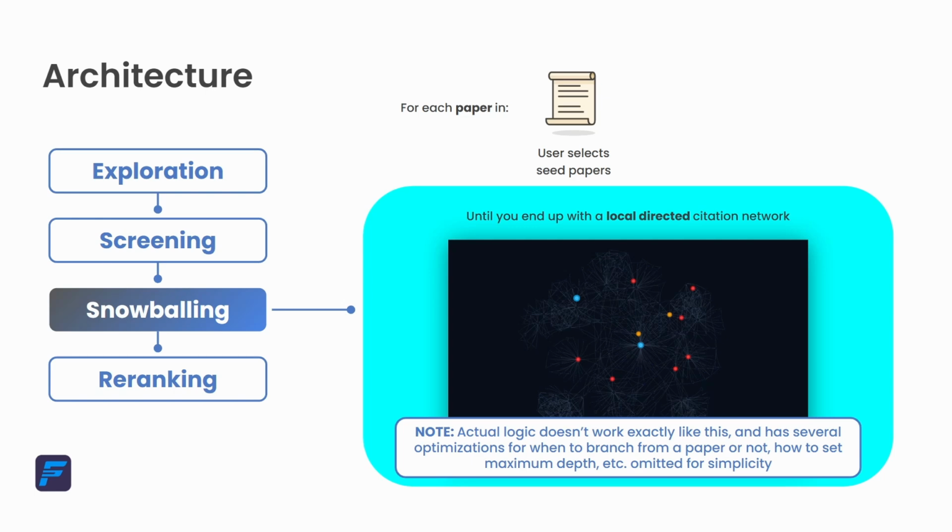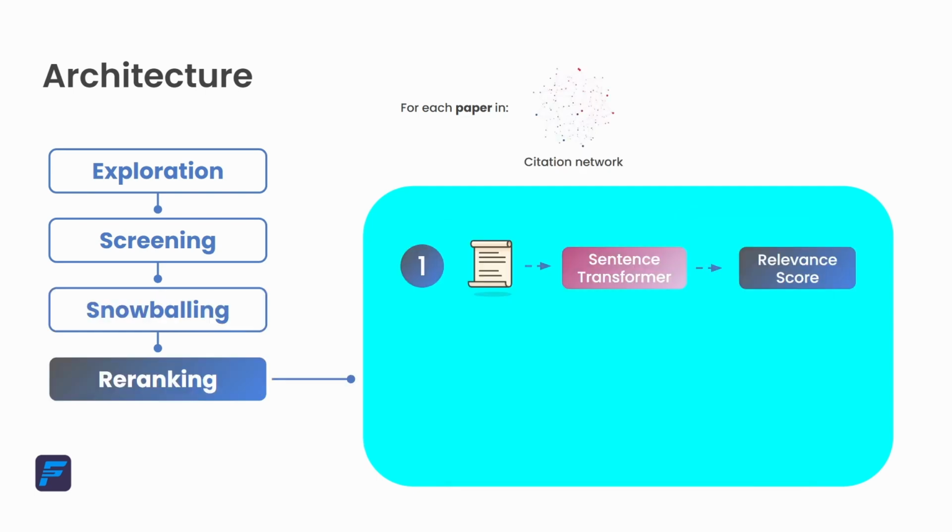So we get to something that's really unfeasibly big. There's a specific branching logic that decides when to branch, which nodes to branch from, sets maximum depths, et cetera, et cetera. But I'm not going to go into that right now. So you end up with this citation network, essentially, which gives you hundreds of relevant papers in addition to the seed papers that the user selected.